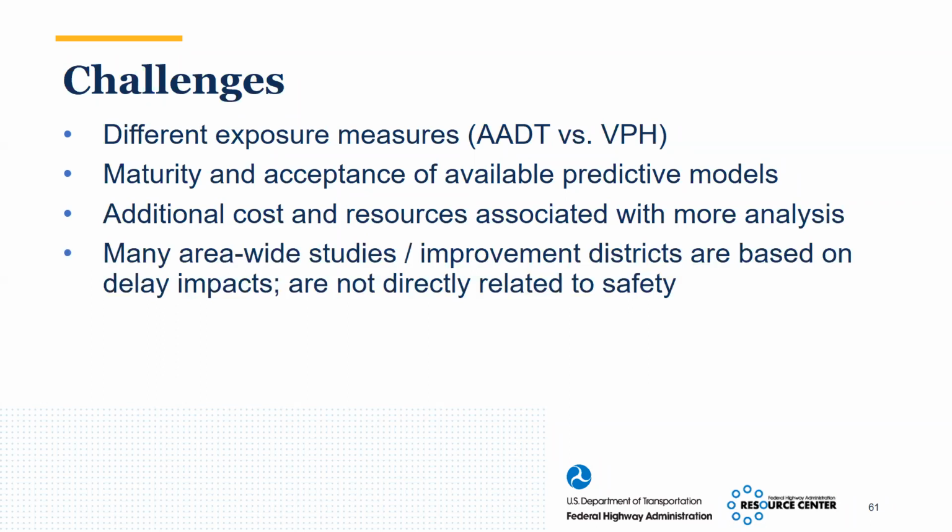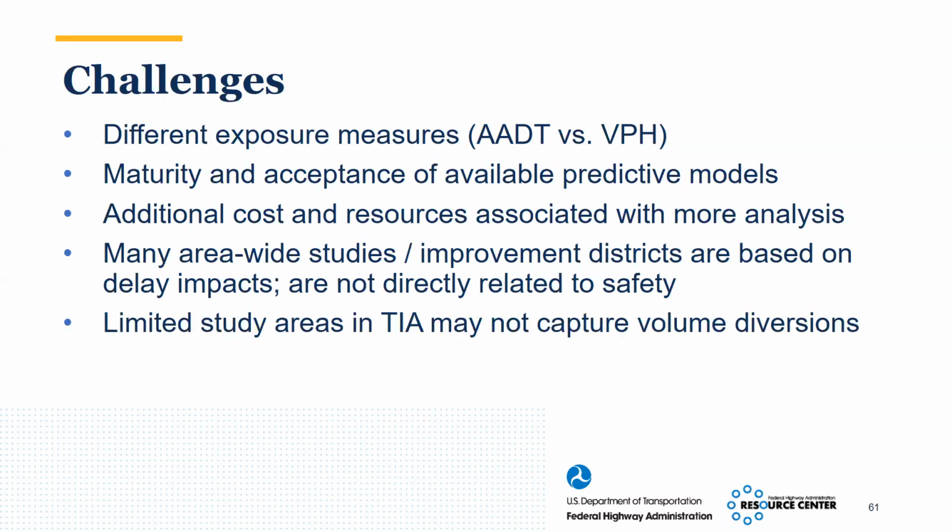Now, another, I think, specific challenge is that a lot of area-wide pro rata share districts, improvement districts, for example, in Pennsylvania, you have the Act 209, which are based on delay impacts. And these are not at all directly related to safety. So what if one of these studies are in place and they don't include safety, or at least not directly, and are based on changes in control delay through some HCM-based analysis effort? That's a particular challenge.